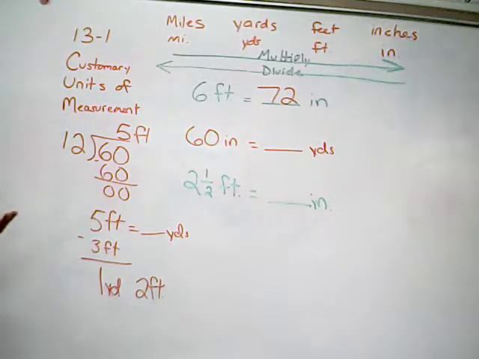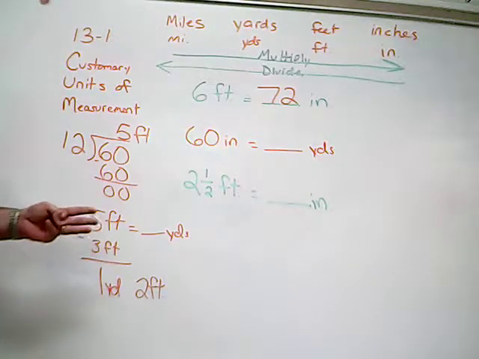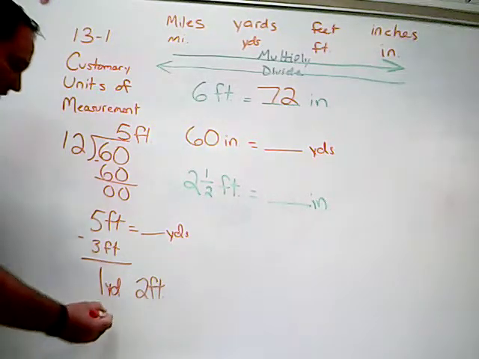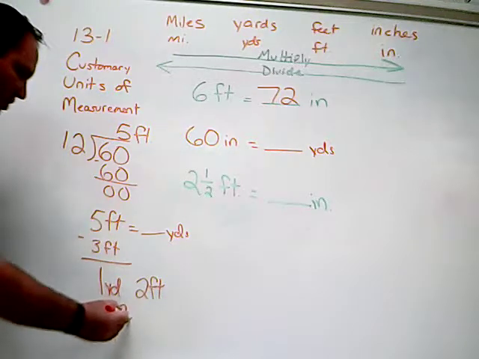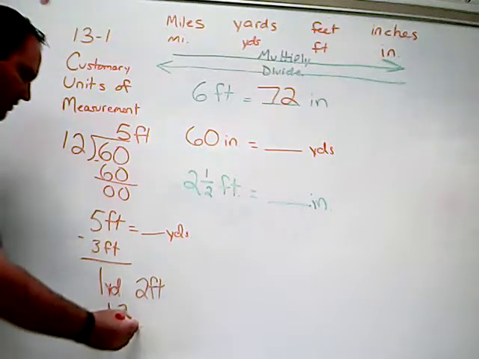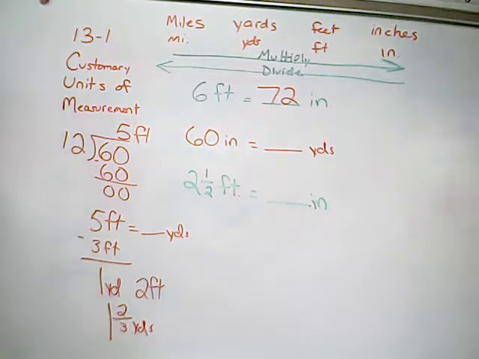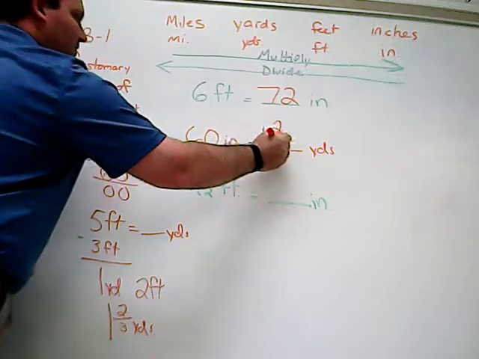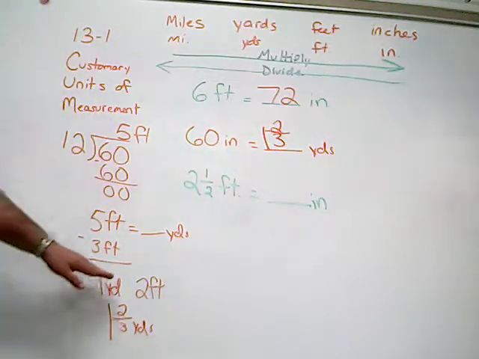I could also write this another way. Since I know it takes 3 feet to make a full yard, I could write this as 1 2/3 yards. The correct answer would be 1 2/3 yards, or 1 yard and 2 feet.